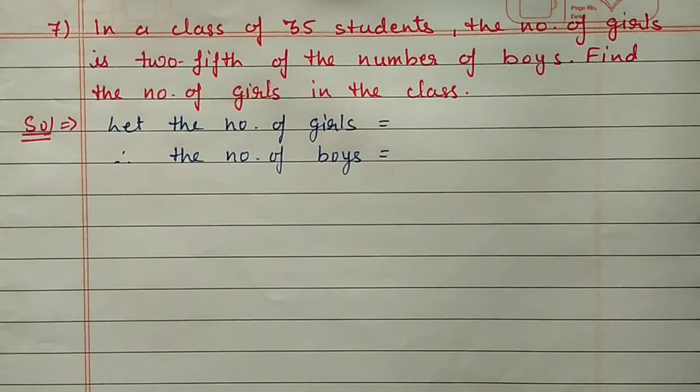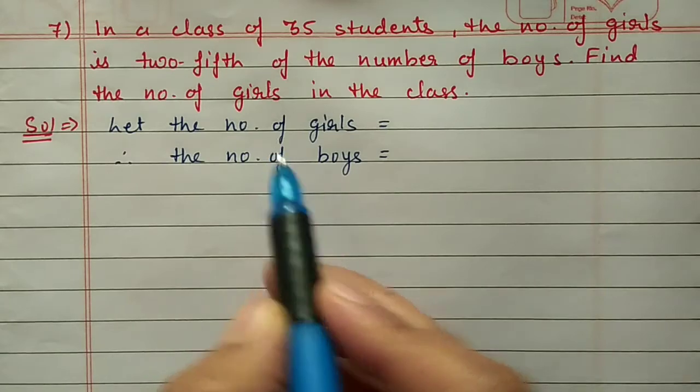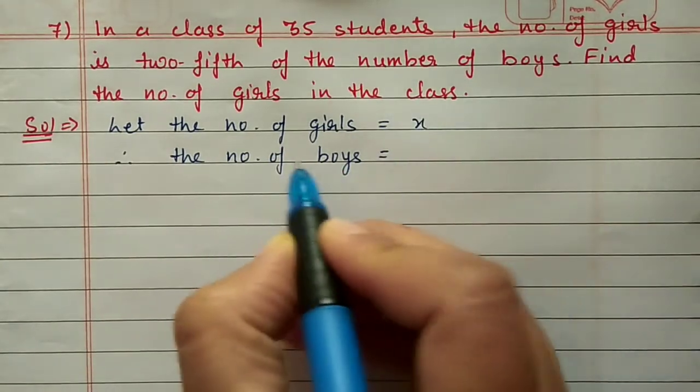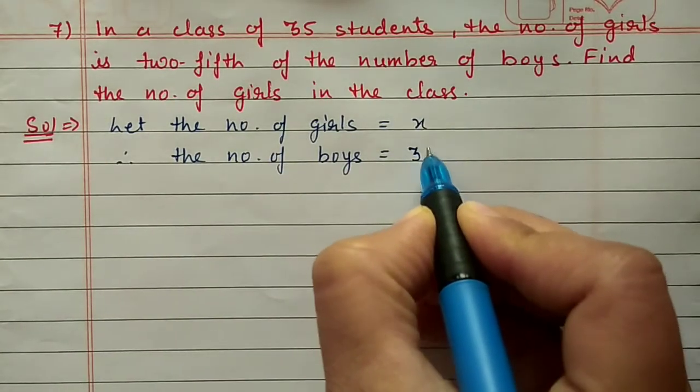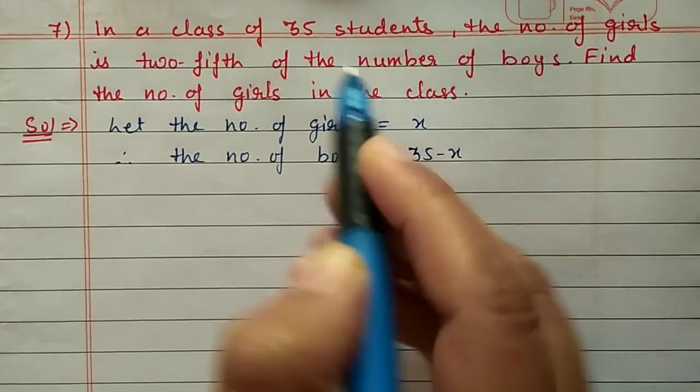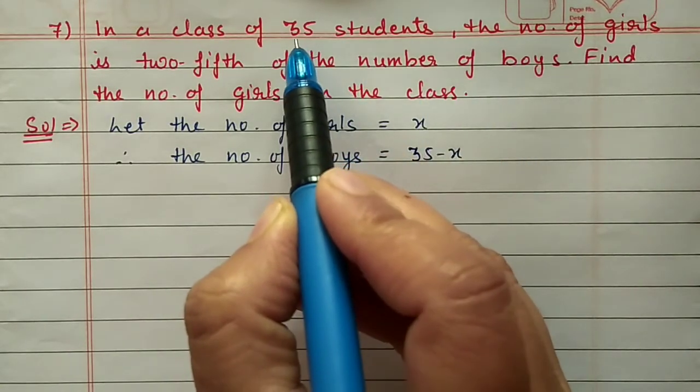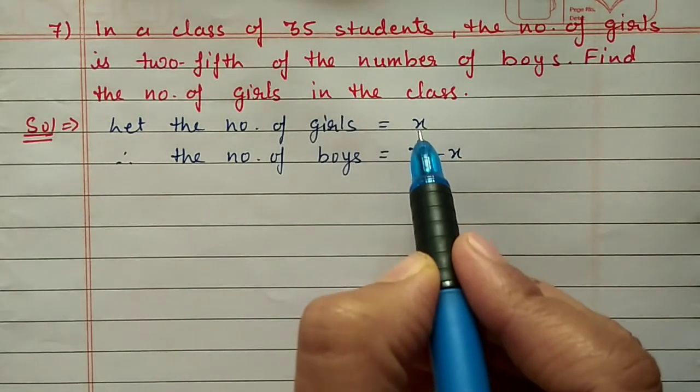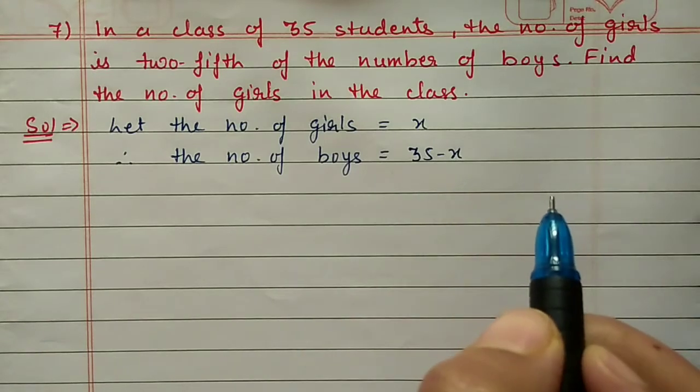Next question number 7. In a class of 35 students, the number of girls is 2/5 of the number of boys. Find the number of girls in the class. So suppose we have taken the number of girls as x. Then the number of boys will be 35 minus x, because the total strength is 35. From the total strength, if we remove the girls, then only the boys' strength will be there.